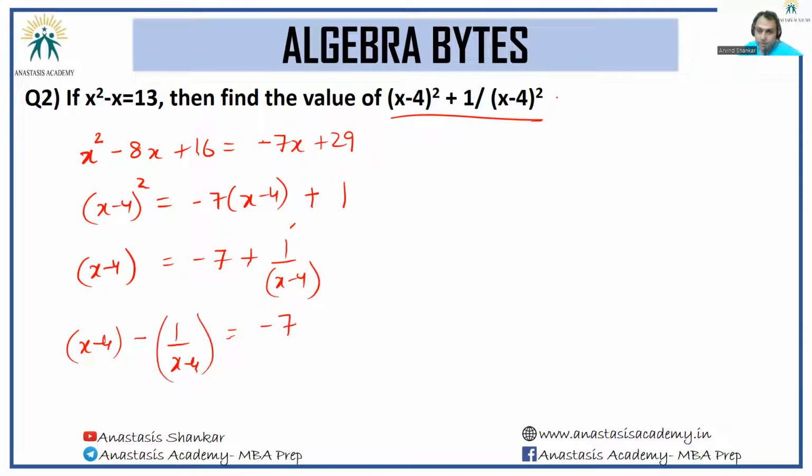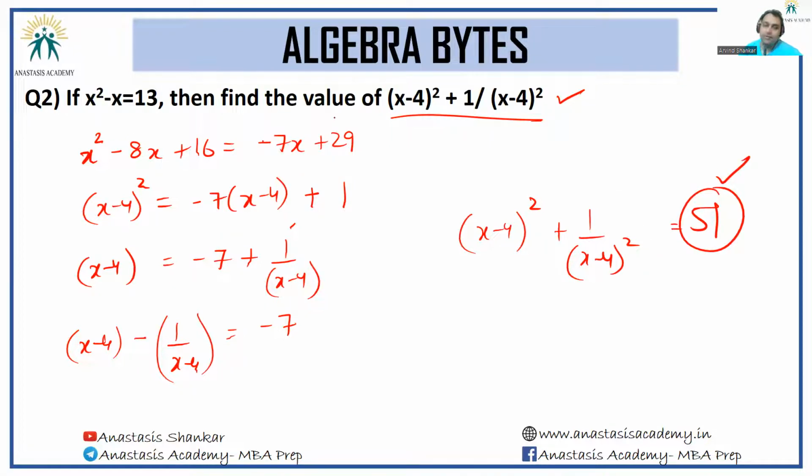And now the movement to this final spot is slightly easier. We simply have to square it up. We get x minus 4 whole square plus 1 by x minus 4 whole square minus 2 is equal to 49. So that 2 goes to the other side. We get 51 as answer to this expression.